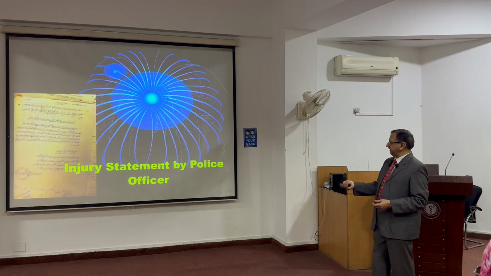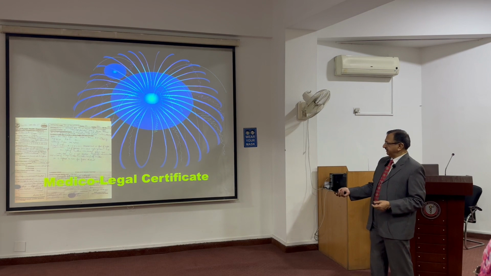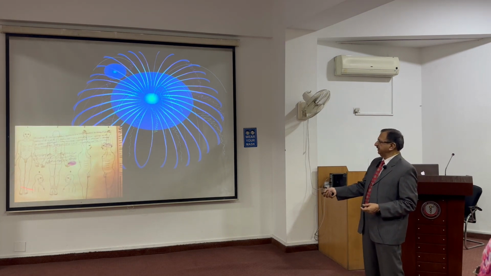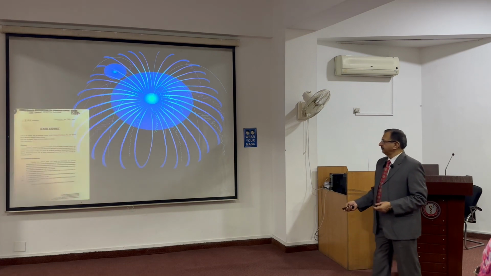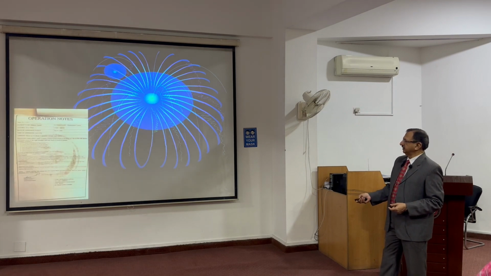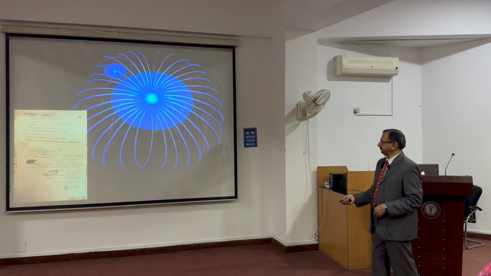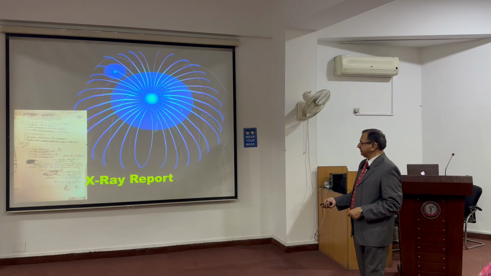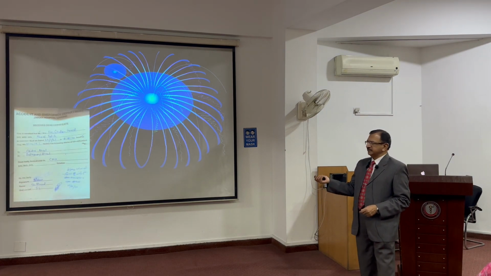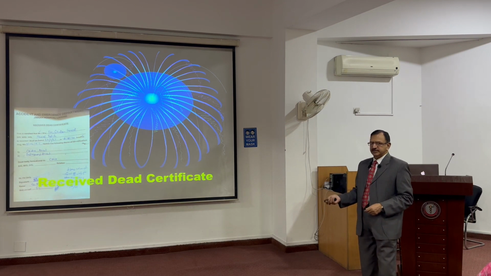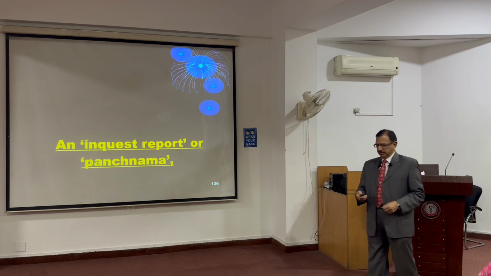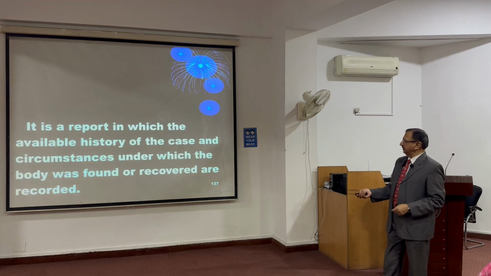This is the injury statement by the police. This is the copy of the medical legal certificate. The pictorial diagram is labelled there. And this is the treatment note of the ward, operation notes. So these are the other conditional documents. Sometimes the X-ray is needed, and this is the received death certificate if the person was injured and was received dead at the hospital. Then the inquest report, which I'm telling you, the Panchnama or the Merck form.